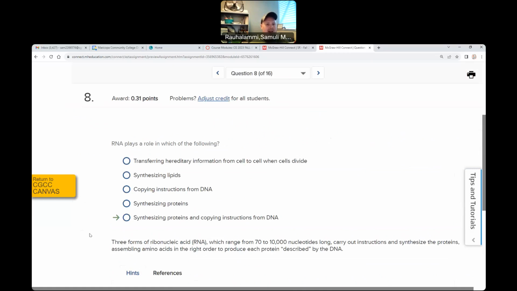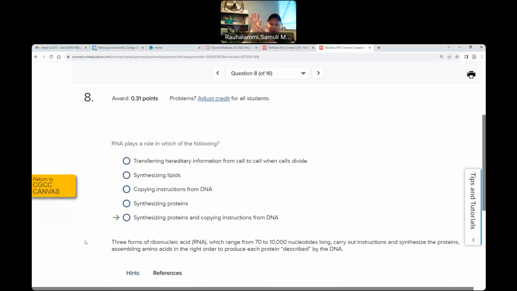The next question asks us what role RNA plays, and the correct answer is that RNA is important in synthesizing proteins and copying instructions from DNA. As you remember, DNA was the string of instructions that always stayed within the nucleus of a eukaryotic cell. DNA never just wanders off from the nucleus. However, that DNA can be copied. We can make a copy of a section of the DNA that's useful for us at that time, and that copy would be considered our RNA.